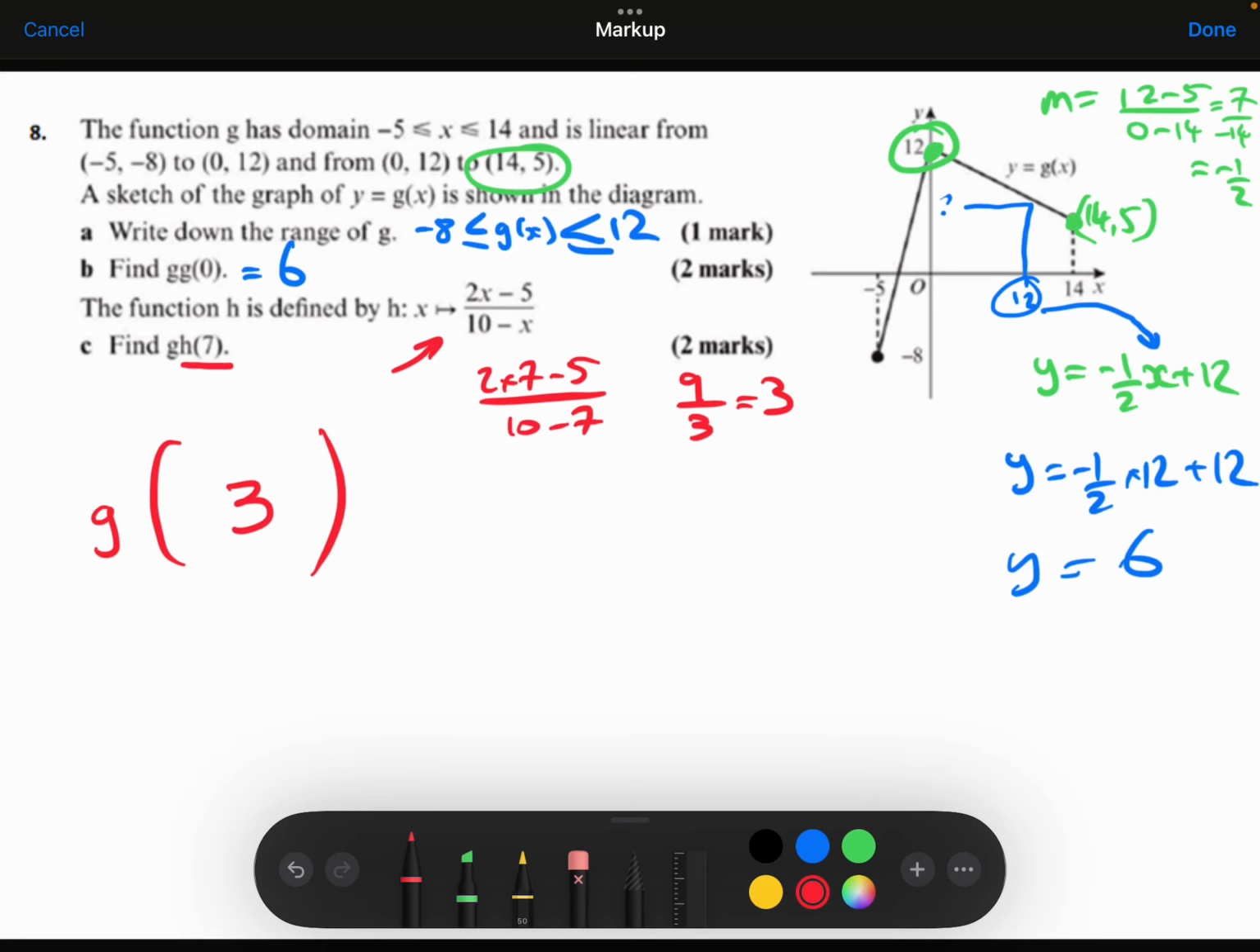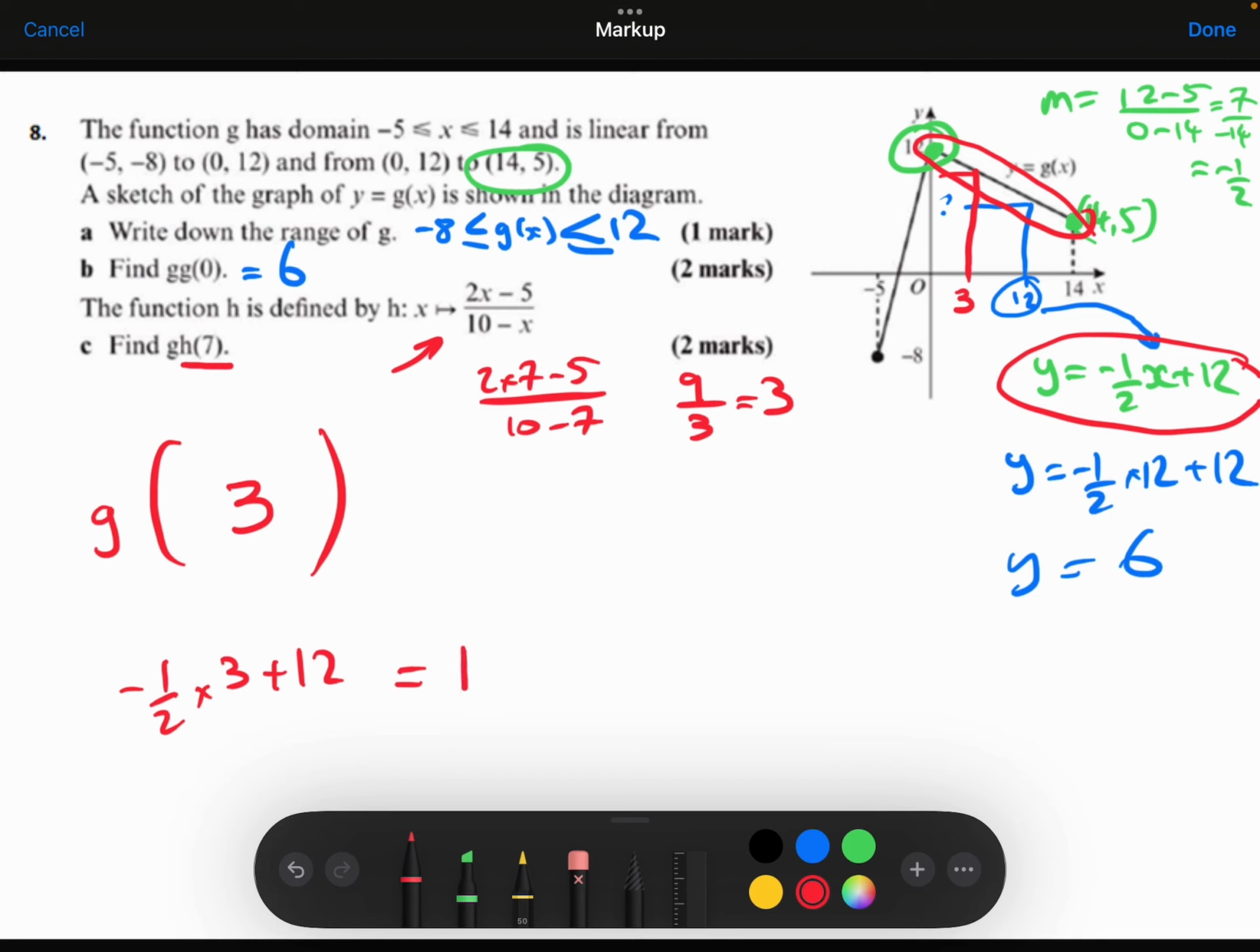I now need to substitute 3 into my g function. Here's 3 roughly. I want to substitute that in. And I've already worked out the equation of this part of my g graph. It was minus a half x plus 12. So minus a half times 3 plus the 12 gives me 10.5. And so that is my gh of 7.